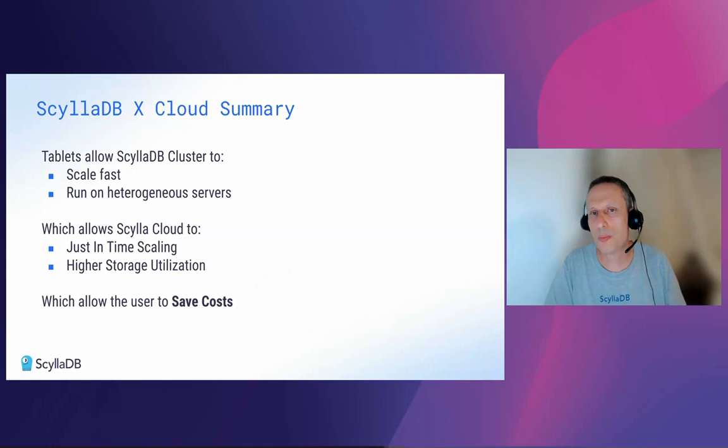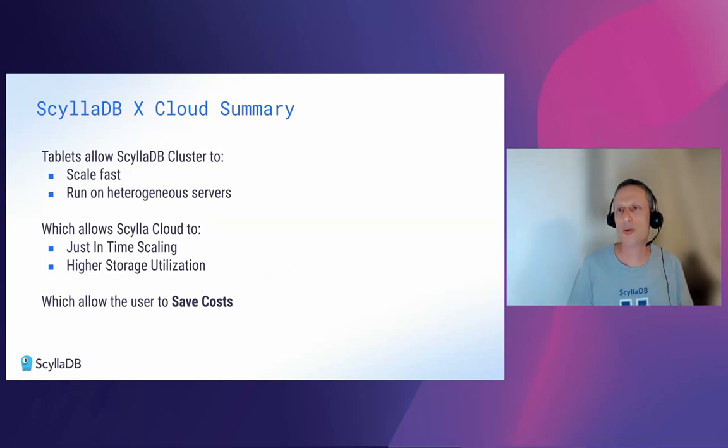To summarize the xCloud part so far, as I mentioned, xCloud uses the latest and greatest tablet feature from ScyllaDB to scale out faster, to scale in faster, and to support mixed instance size clusters, and all of that helps you save cost in 2 ways. One, you get 90% storage utilization instead of 70%. The second is that the scale out and scale in are just in time and very fast. So you don't have to scale a week in advance. You can actually let the cluster scale for you just in time.